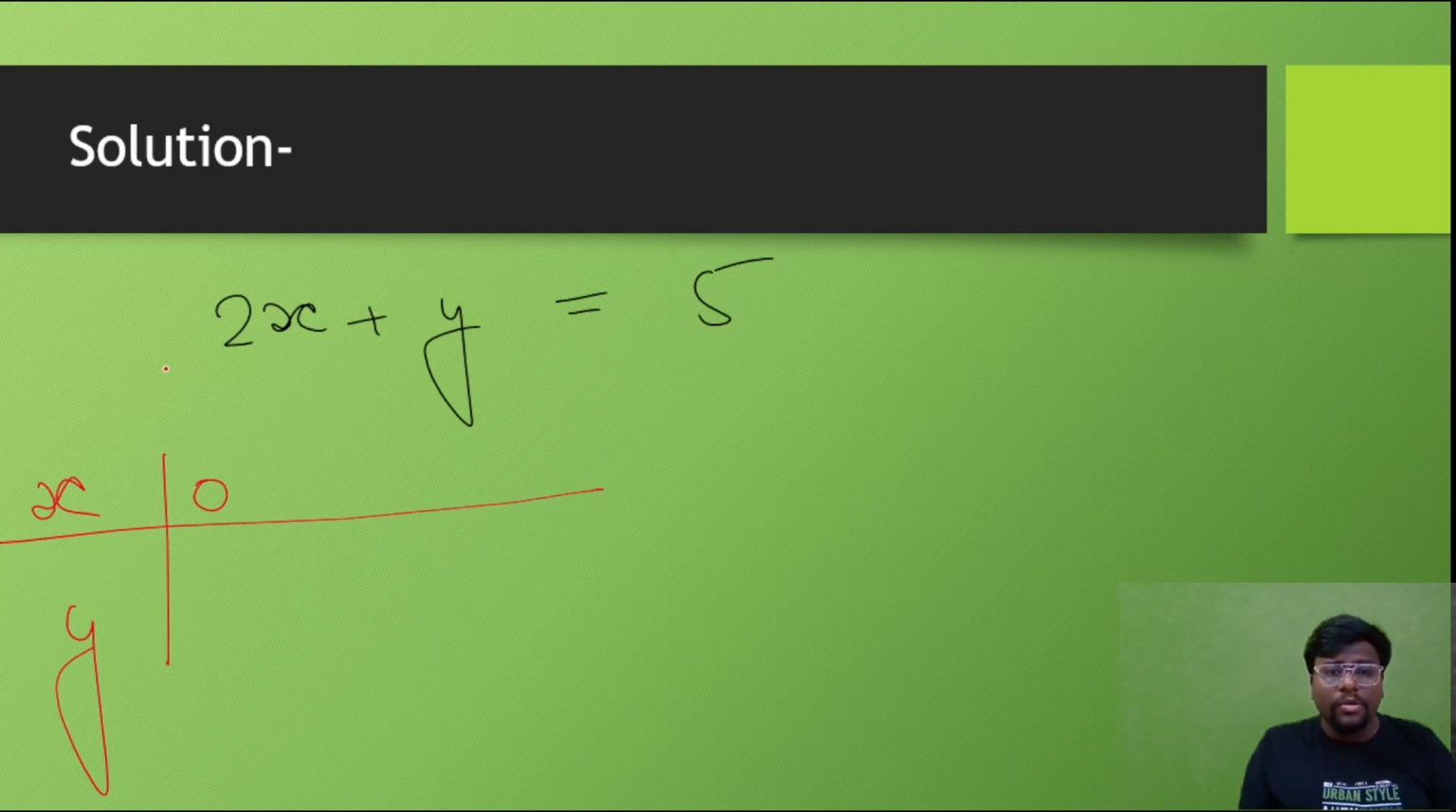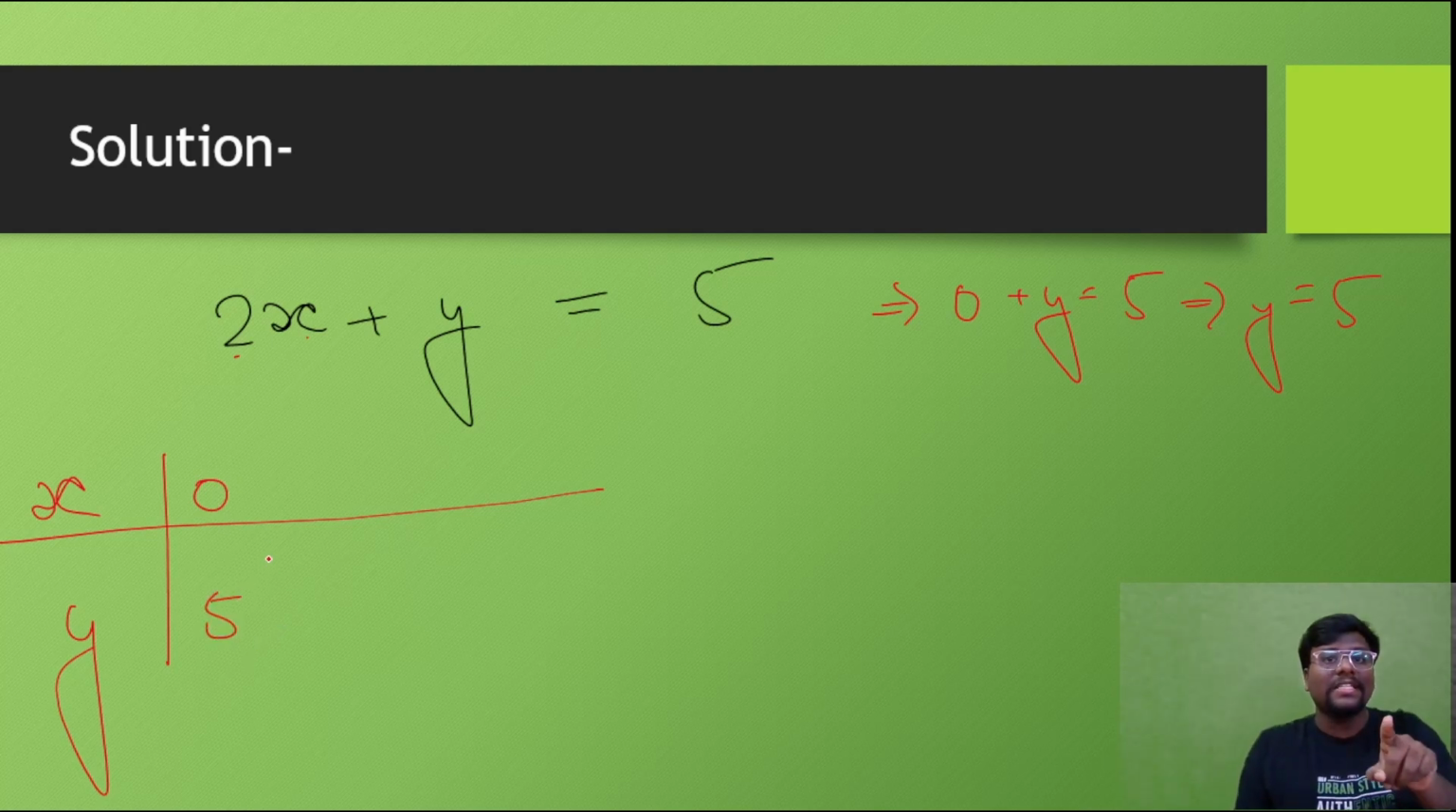Okay, my first value is x as 0. Now what will this equation turn into when x is 0? 2 times 0 gives you 0. So now this gives me 0 plus y equals 5, rather y equals 5. So when my x is 0, my y is 5. Correct? Now this is our solution pair for x and y. Can I have more solutions? Definitely I do. Let's check.